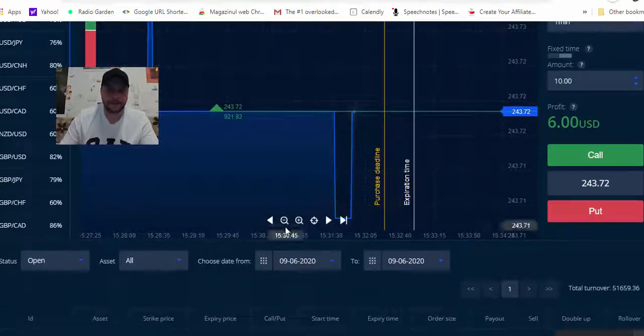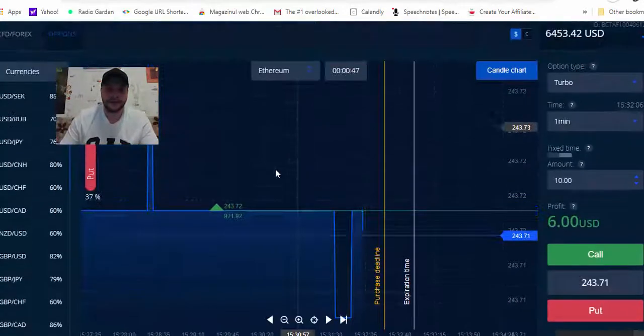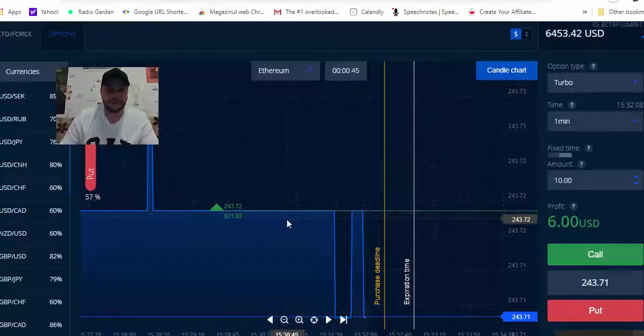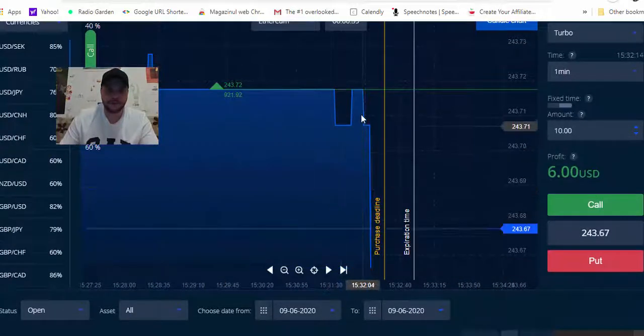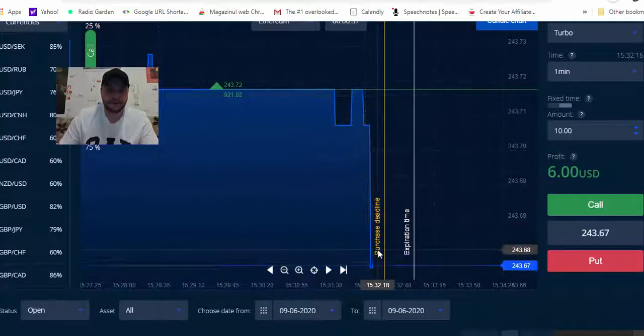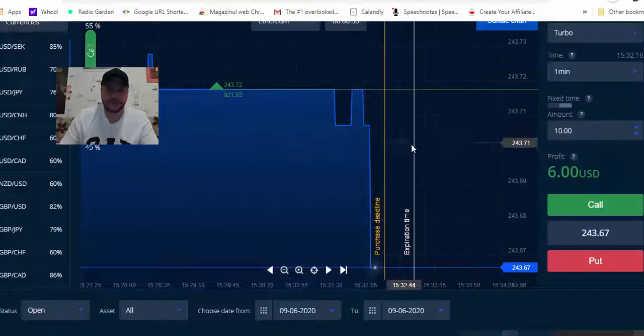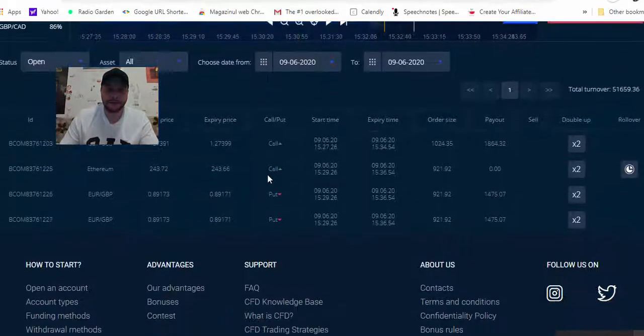Ethereum, and let's see where it is. Now it was down here, and now it's on the line. As you can see, it's right on the purchase line, the green line. So it was back, and now it's back again. Let's see what will happen until the expiration time.